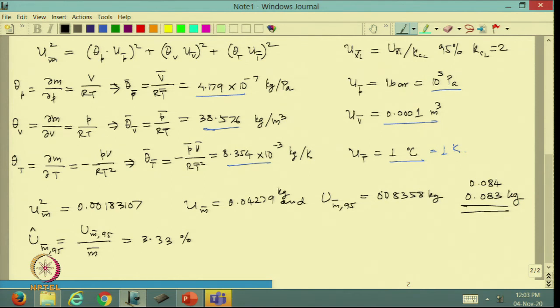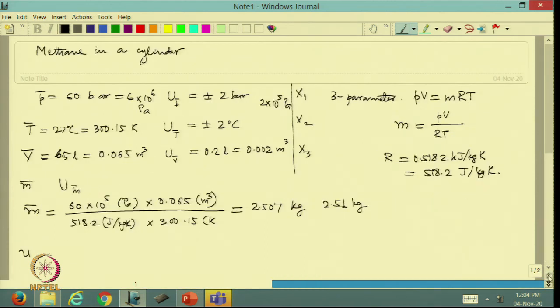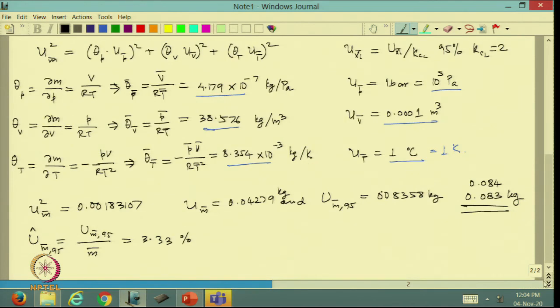So, we did the long method, got the answer that we were looking for. This is the answer for the first part. We got the mass earlier, so the result becomes 2.51 kg plus minus 3.3% at 95% confidence level. That is our answer.